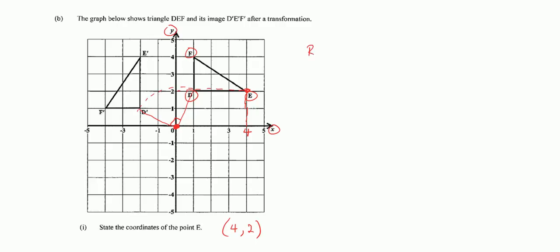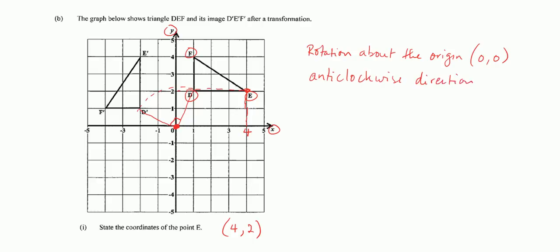So it's a rotation about the origin, which is 0, 0. What direction are we moving in? We are moving in an anti-clockwise direction. So we must say anti-clockwise direction. And the angle in this case is 90 degrees.